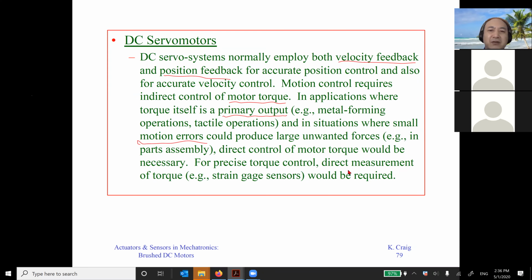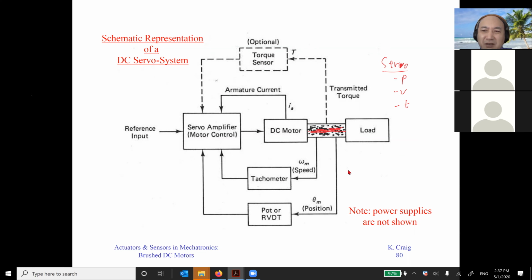Here is a schematic diagram of a DC servo system. What do you need the servo for? Servo for position, velocity, or torque. This is the load, and this is the coupling shaft. The shaft will transmit the torque to the load and bring it to turn.